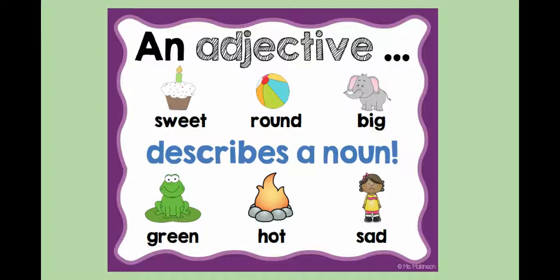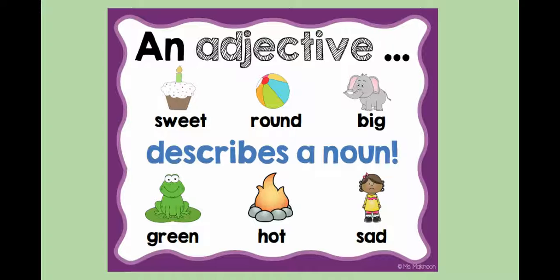Instead of just saying the elephant was at the zoo, I might say there was a big elephant at the zoo. Instead of just talking about a frog was on a log, I might say the green frog sat on the log. Instead of just saying the fire, I might say we used the hot fire to roast marshmallows.